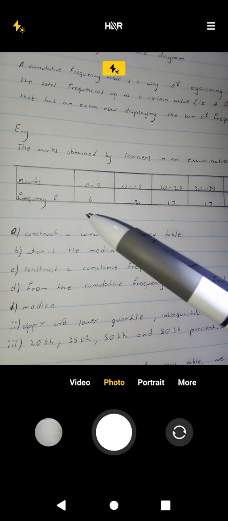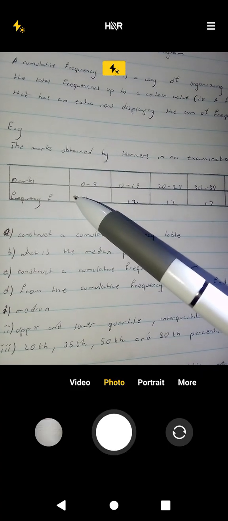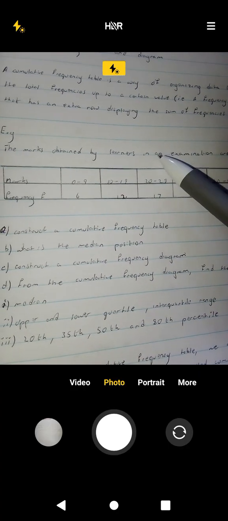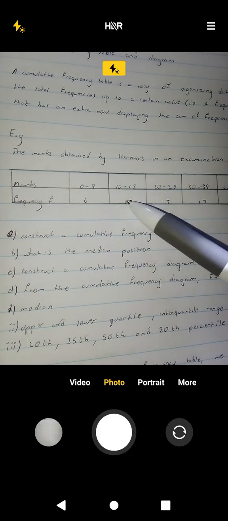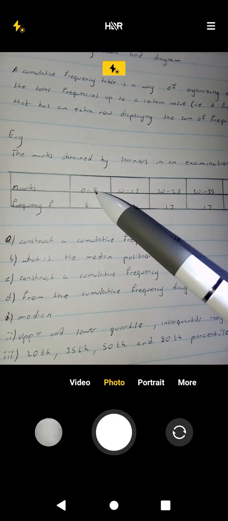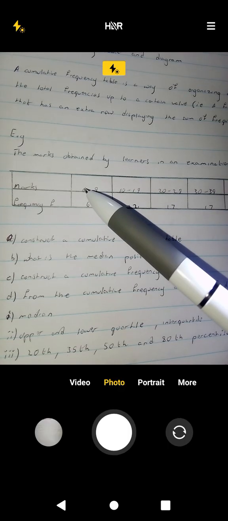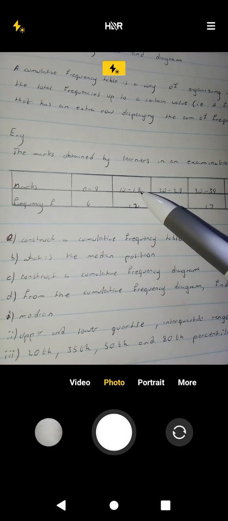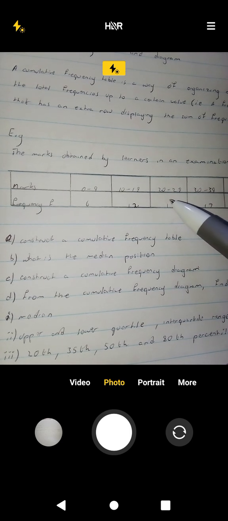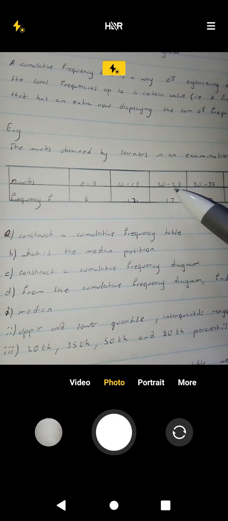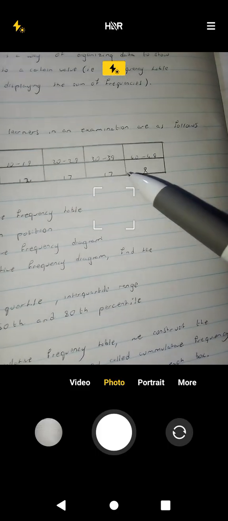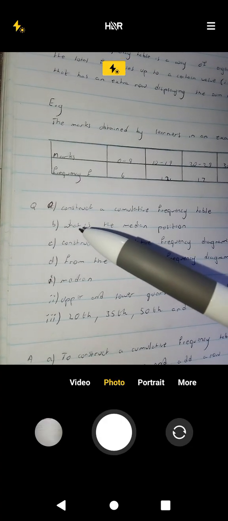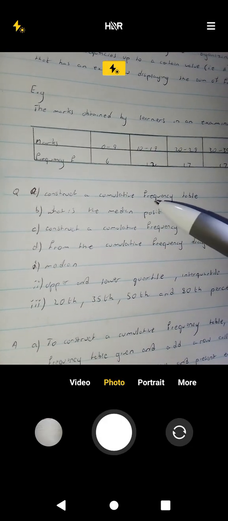It shows the marks of learners in an examination and the frequency, which means there are 6 learners who got 0 to 9 marks, 12 learners who got 10 to 19 marks, 17 learners who got 20 to 29 marks, and so on. So we are now tasked with constructing a cumulative frequency table.